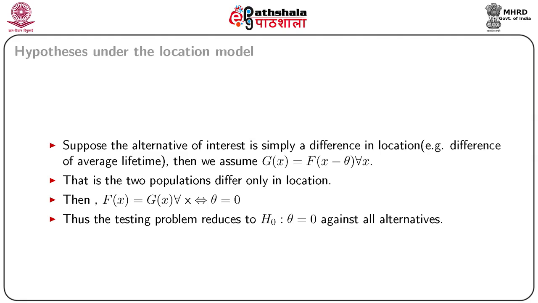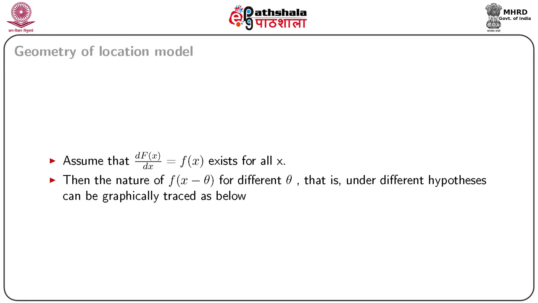In particular, we assume g(x) equal to f(x minus theta) for all x, where theta is any value on the real line. Then f(x) equal to g(x) for all x is equivalent to theta equal to 0. Thus, the testing problem reduces to H0: theta equal to 0 against all alternatives.